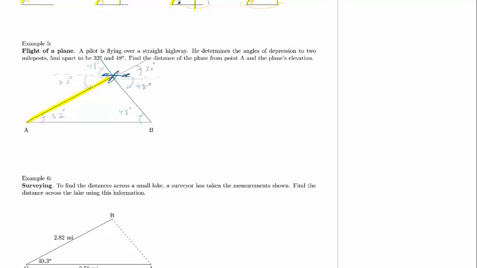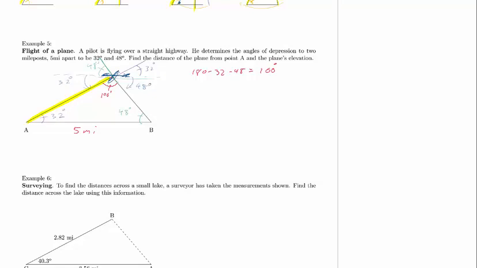All right, so let's find this side using the law of sines. We've got that these two mileposts are 5 miles apart. In order to really get this to work, we need to know what this angle is right here. We can find that simply by going 180 minus 32 minus 48, which will get us 100 degrees.